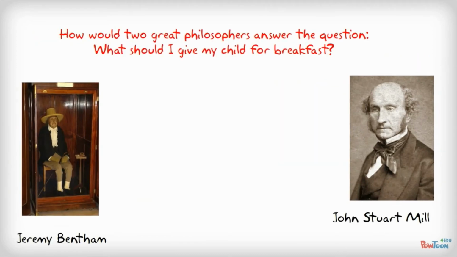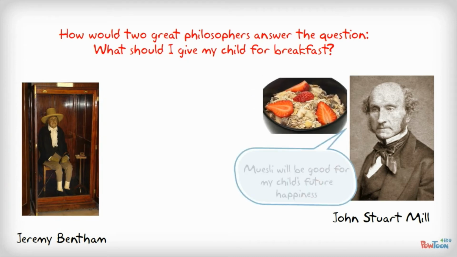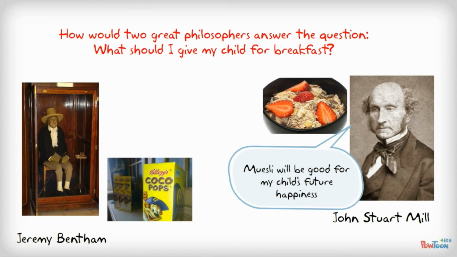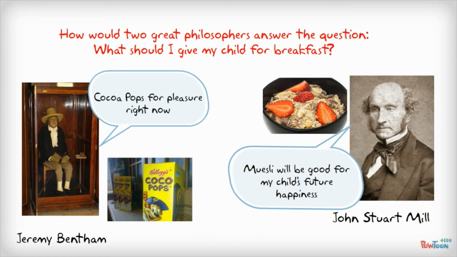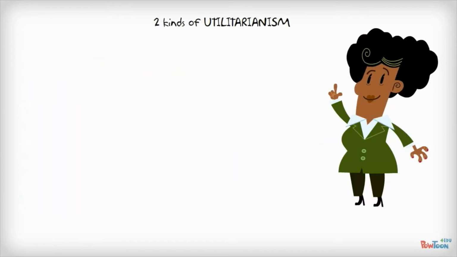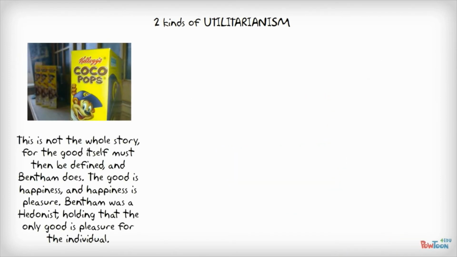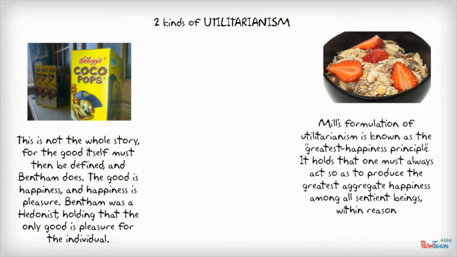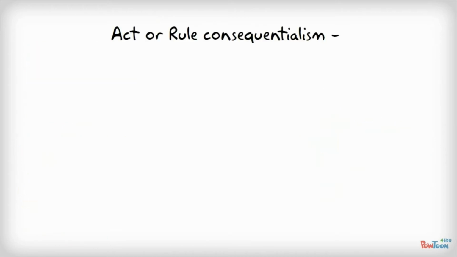So taking this to the next level, how would two great philosophers, John Stuart Mill and Jeremy Bentham, answer this question? Well, Mill would say muesli, because he's thinking about future happiness. Bentham would say Cocoa Pops, because he was a hedonist, and it's all about happiness right now. But that's not the whole story. The good is happiness, and happiness is pleasure. And that's where Bentham was right, now, for the individual. But Mill was thinking about utilitarianism, the greatest happiness principle for the greatest number.